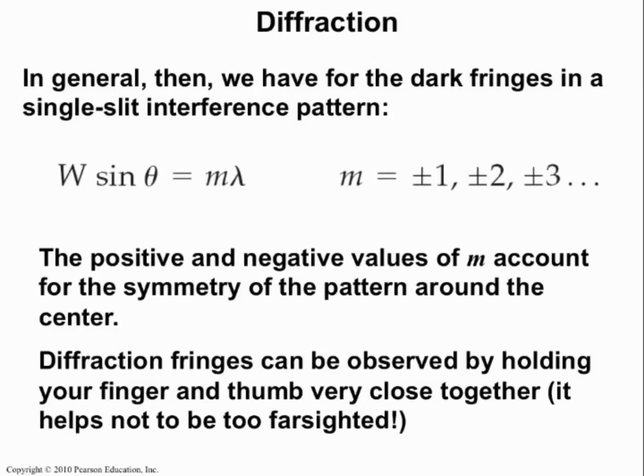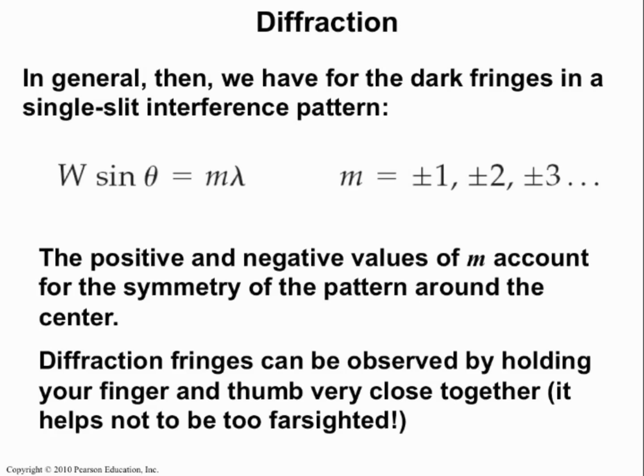Diffraction fringes can be observed by holding your finger and thumb very close together. Helps not to be too farsighted. All right, so for most people, this is pretty easy to do. So you can do it right now. You may have already done it when you were a kid or something, but put your thumb and forefinger really close together. I'm doing it now as I'm speaking.